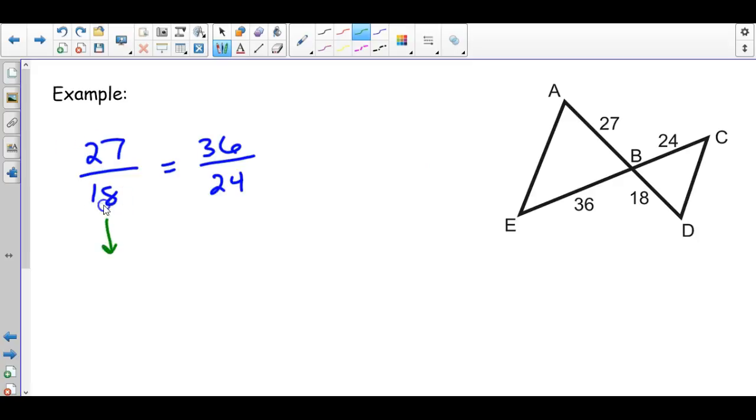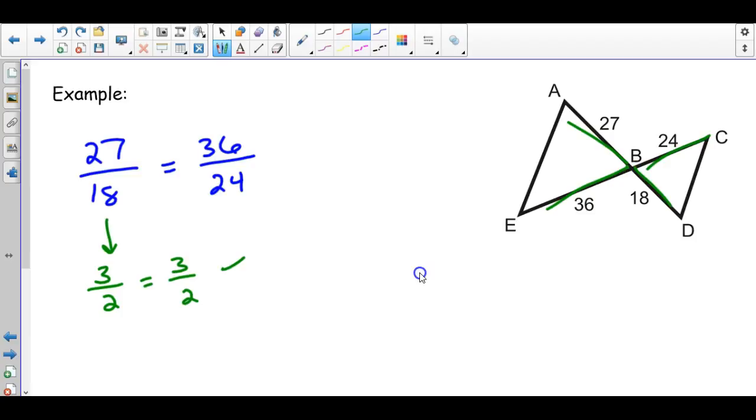So 27 and 18 are both divisible by 9, and if you divide those by 9, you would get 3 over 2. And 36 and 24 are both divisible by 12, so if I simplify that fraction, I would also get 3 over 2. So what that proves is that I have two pairs of proportional sides.